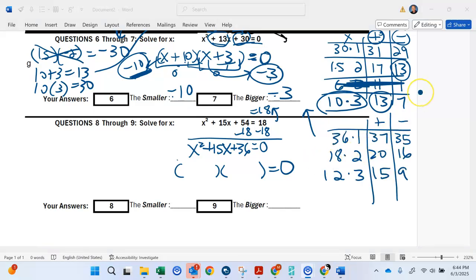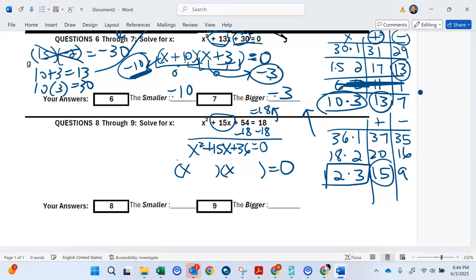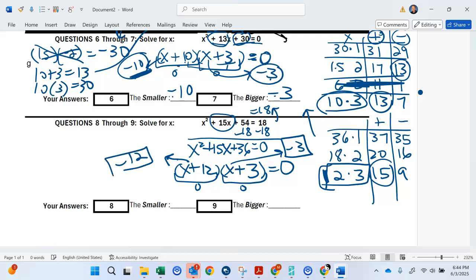Hopefully you did your table and you got these numbers here. I see that 12 and 3 add up to positive 15, so these are our numbers. So (x plus 12)(x plus 3). Remember, we need each of these to equal 0, so this has got to be negative 12, and this has got to be negative 3. The smaller is negative 12, and the other one is negative 3.